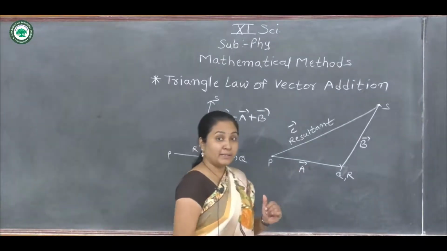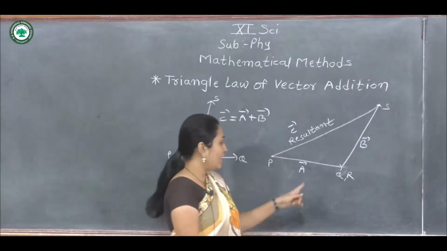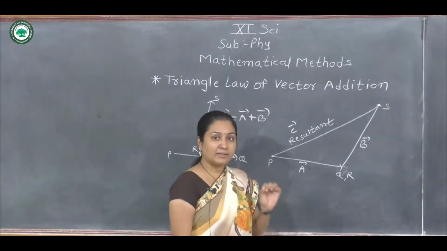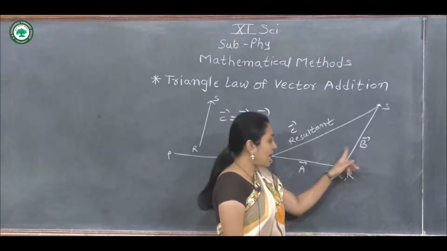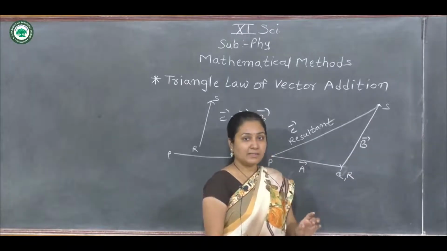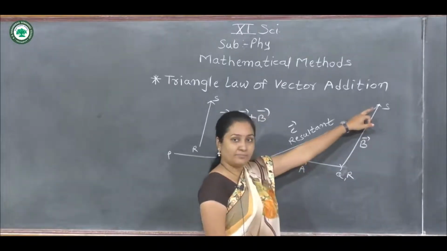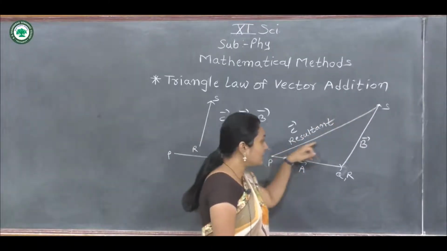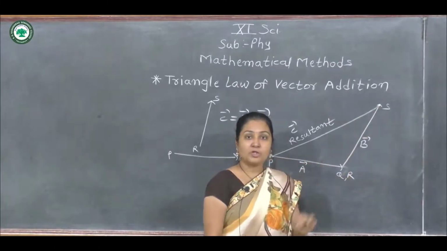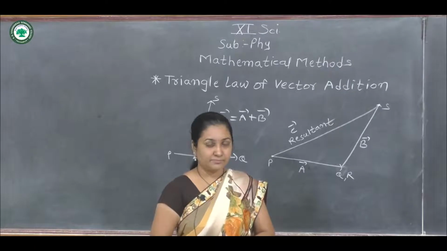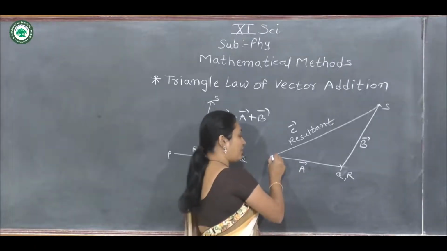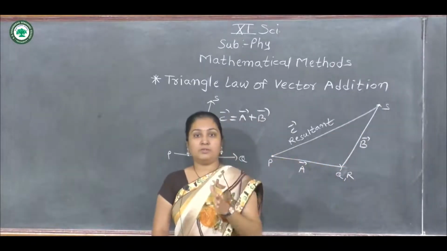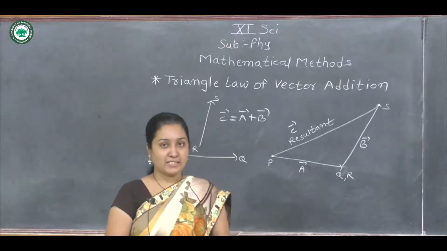So again I am repeating the same triangle law: if two vectors are represented in magnitude and direction by two sides of a triangle, then the resultant vector is represented in magnitude and direction by the third side of the triangle drawn in the opposite sense, that is from the starting point of the first vector to the ending point of the second vector. So this is the triangle law of vector addition.